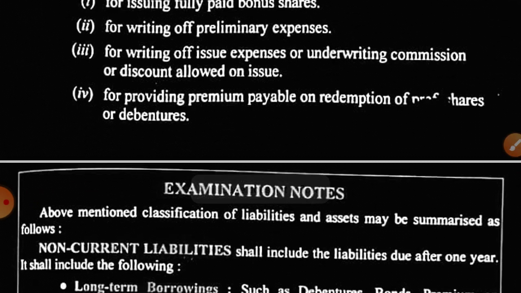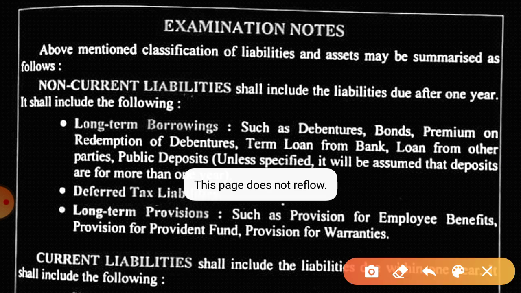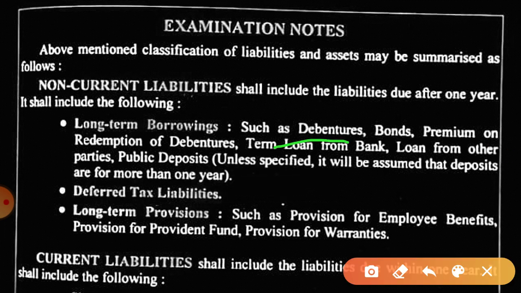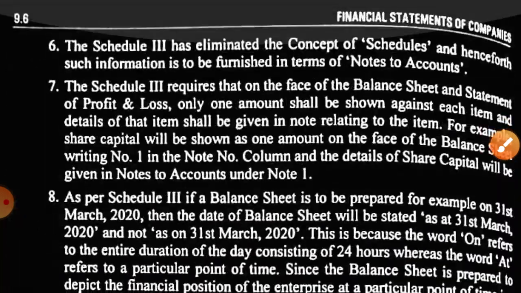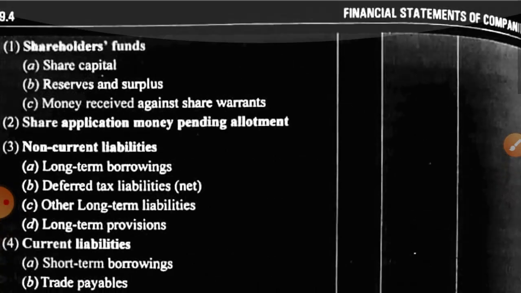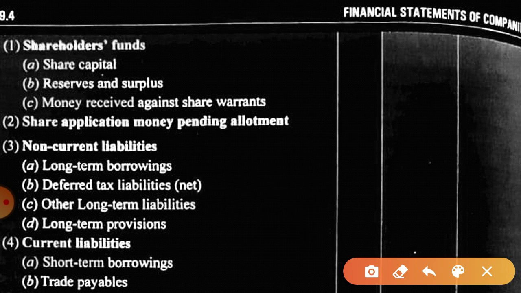See students, long term borrowings, here it is. What are the items of long term borrowings? Debentures, bonds, premium on redemption of debentures, loan from bank, loan from other parties, public deposits. So this is the explanation to that point. All these will add up together and be written here in this column. You can see in your textbook, open and see.